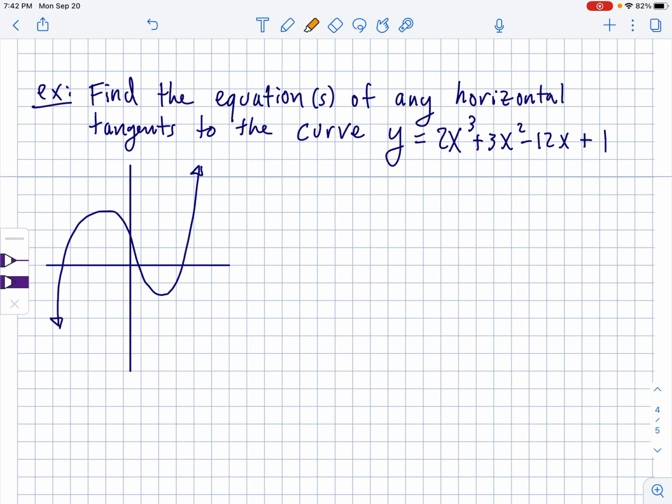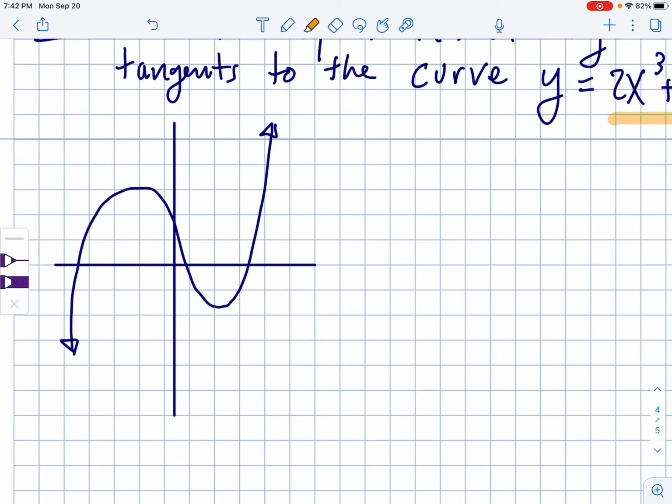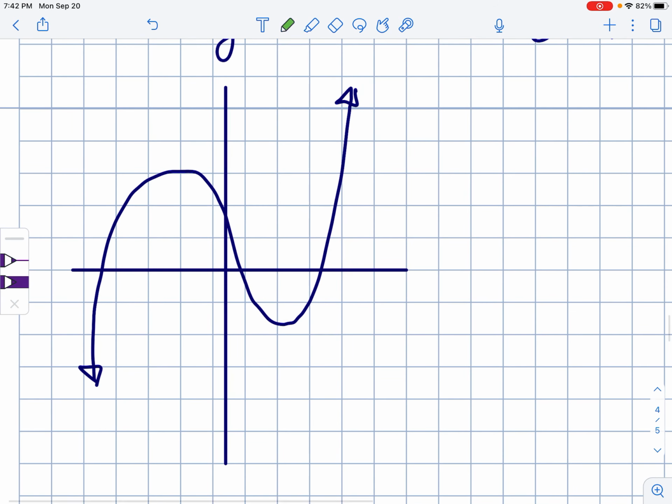Find the equations of any horizontal tangents to the curve. So horizontal tangents, if you kind of look at this diagram, you can think about these tangents as like a surfboard that's riding this wave here. And then as you go up this hill, the slope gets less and less until you get right up here to the top of the hill and you get a completely horizontal tangent.